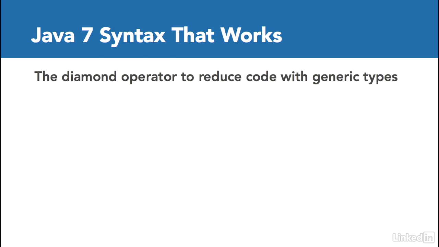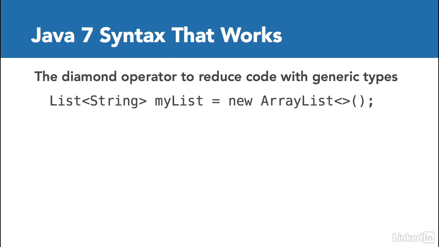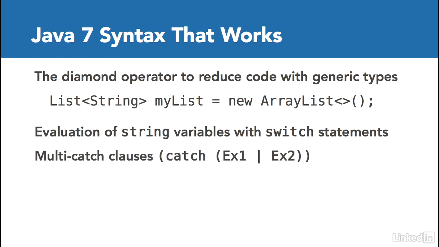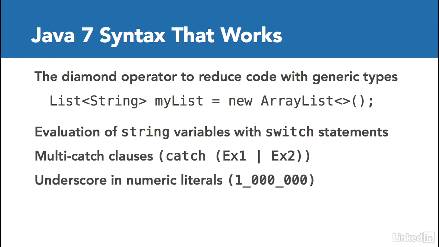The diamond operator allows you to reduce code with generic typing, so that, for example, with a collection, you need to declare the type of the items that are being managed by the collection in the declaration, but you don't need to redeclare it in the assignment. Another Java 7 improvement that does work with Android is the switch statement with string-based values. You can also use multi-catch clauses and underscores in numeric literals.